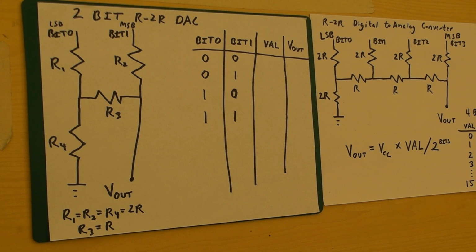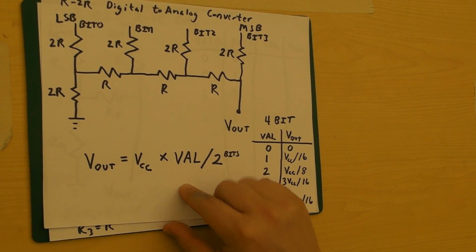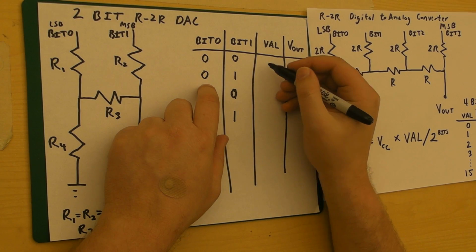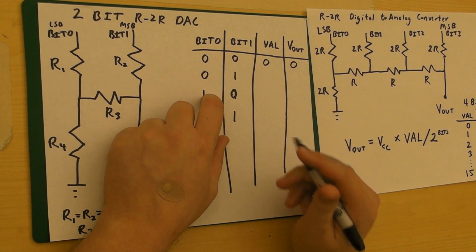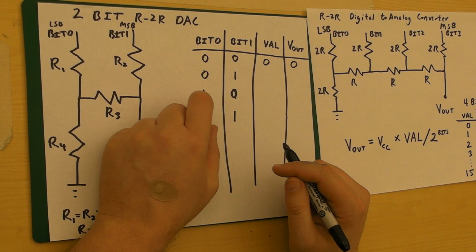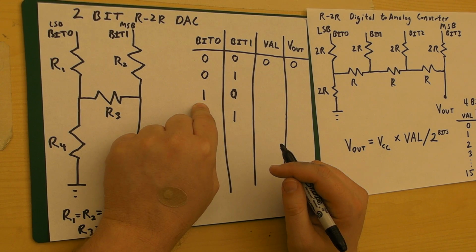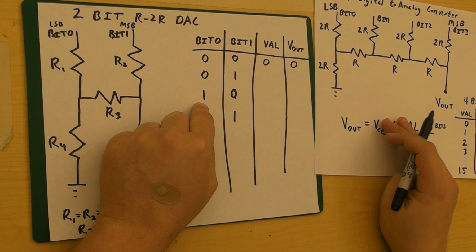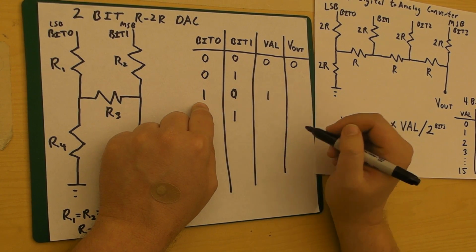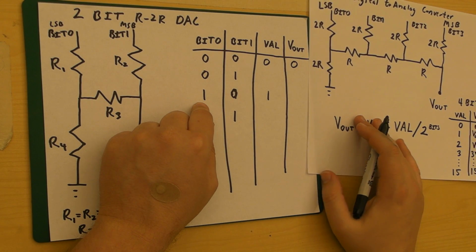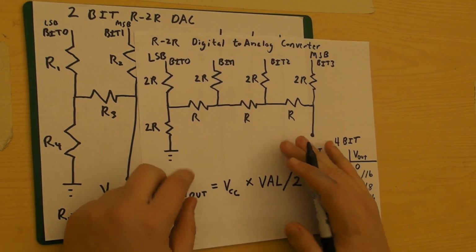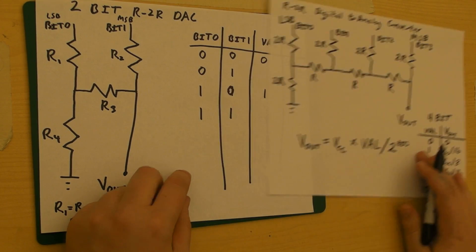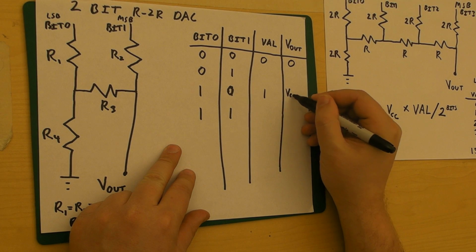Now the formula that we're using predicts the following. When bit 0 is 0 and bit 1 is 0, the value is 0, and V out should be 0. When bit 0 is 1, sorry, I should not have flipped these here. When the value is 1 for the circuit, V out is going to be, let's see here, our formula says V out equals VCC times the value, 1, over 2 to the 2, so that means it should be VCC over 4.